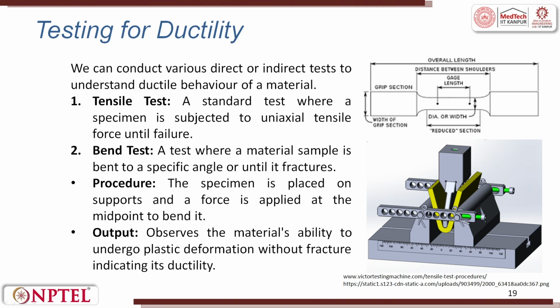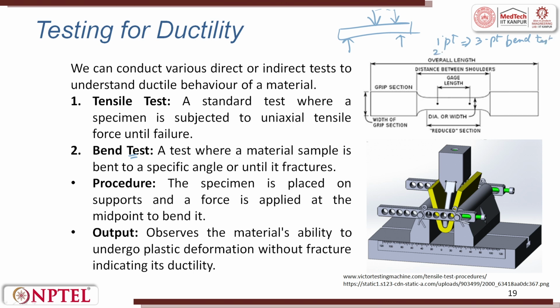You can also do a bend test. A bend test is nothing but you have two loads at the bottom and then you apply a single load at the top. This is called a 3-point bend test. A test where a material sample is bent to a specific angle or until it fractures is called a bend test. The procedure is that the specimen is placed on supports, and a force is applied at the midpoint. You can have a single point, you can also have two points. When it is a single point, it is called a 3-point bend test.